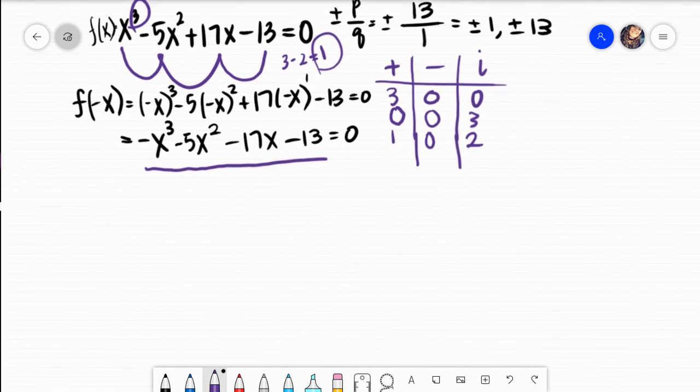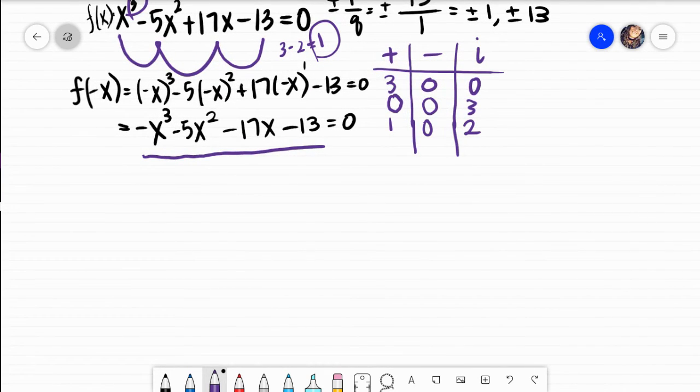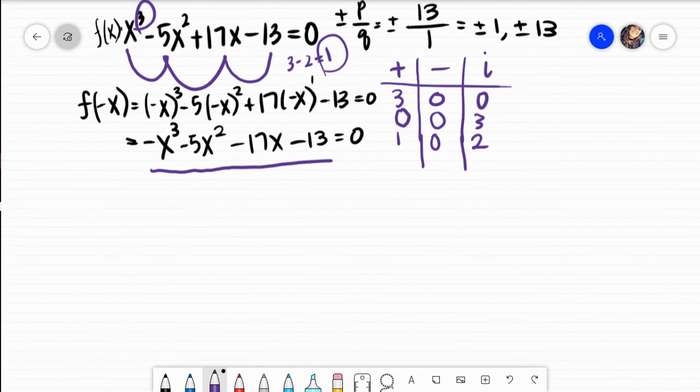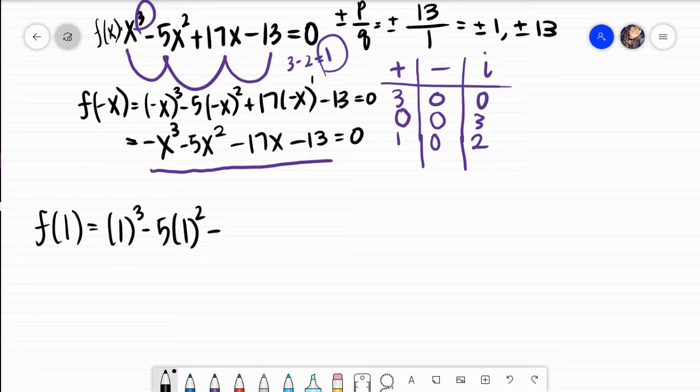So now let's actually work on this problem. What I'm going to do is test one of these possible zeros. Like I said, you can actually plug it into your function, and that way you can know whether or not it does work. I'm just going to go ahead and start with f of 1. I would get 1 cubed, minus 5 times 1 squared, plus 17 times 1, minus 13. I just kind of keep doing the equals 0. I think it looks a little bit better if you don't, just for the sake of plugging something in.